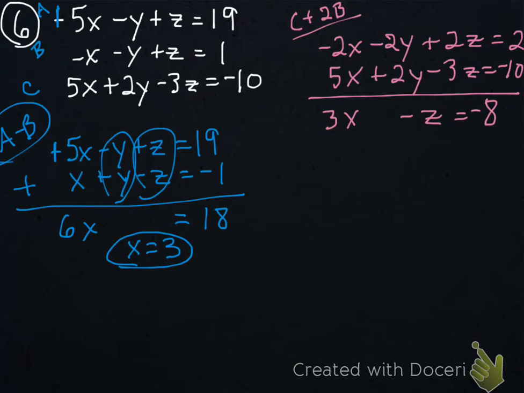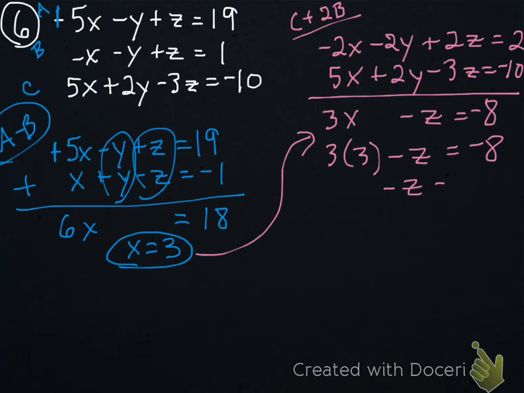Well, now I've got an x and a z. So I could plug in my x and solve. So 3 times 3 minus z equals negative 8. 3 times 3 is 9. When I add it to the other side, I'm going to get a negative 17. Remember to divide both sides by negative 1. So z is positive 17.